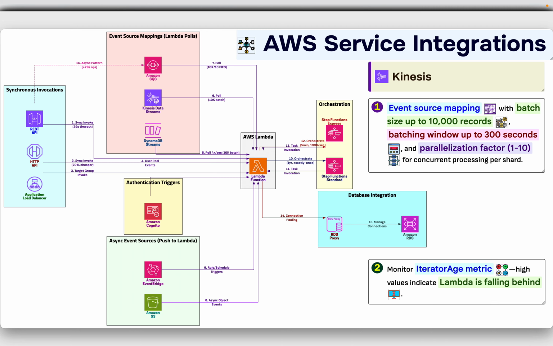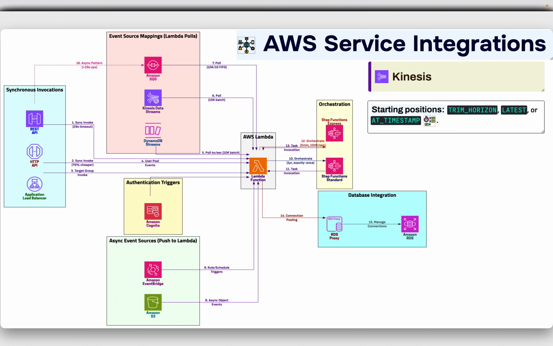You can monitor the iterator age metric because high values indicate that Lambda is falling behind in processing the stream. So this is again, Lambda is the backend. So same like DynamoDB, Lambda will be processing at the backend. So that's why we have to be a bit cautious about whether it's falling behind or whether it is able to take up the load.